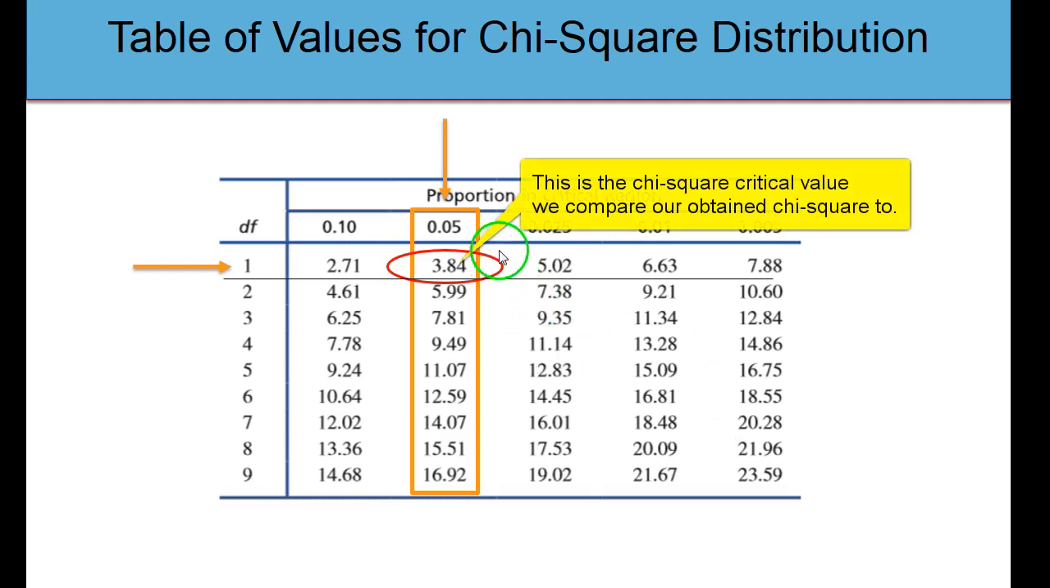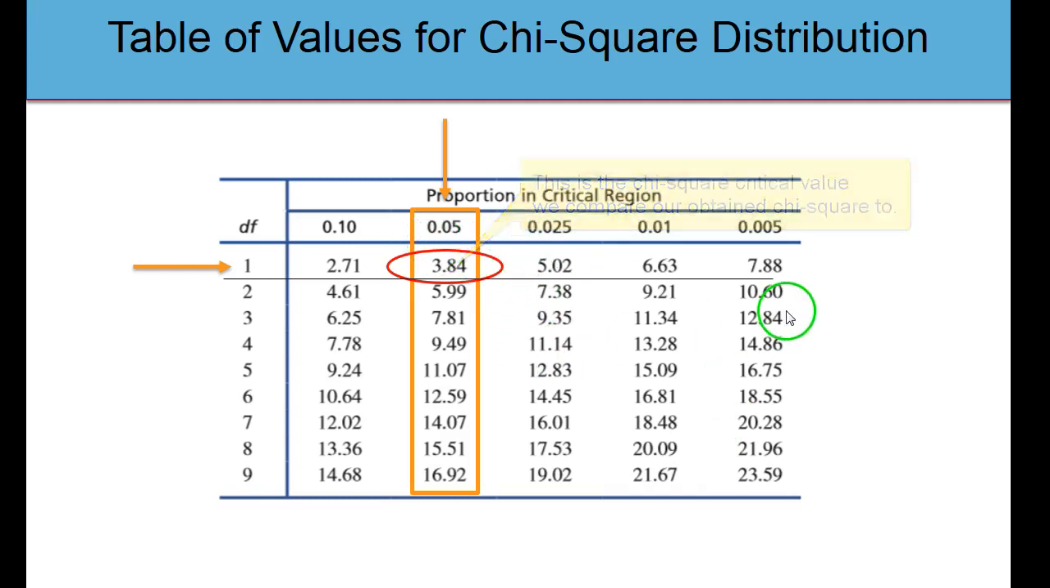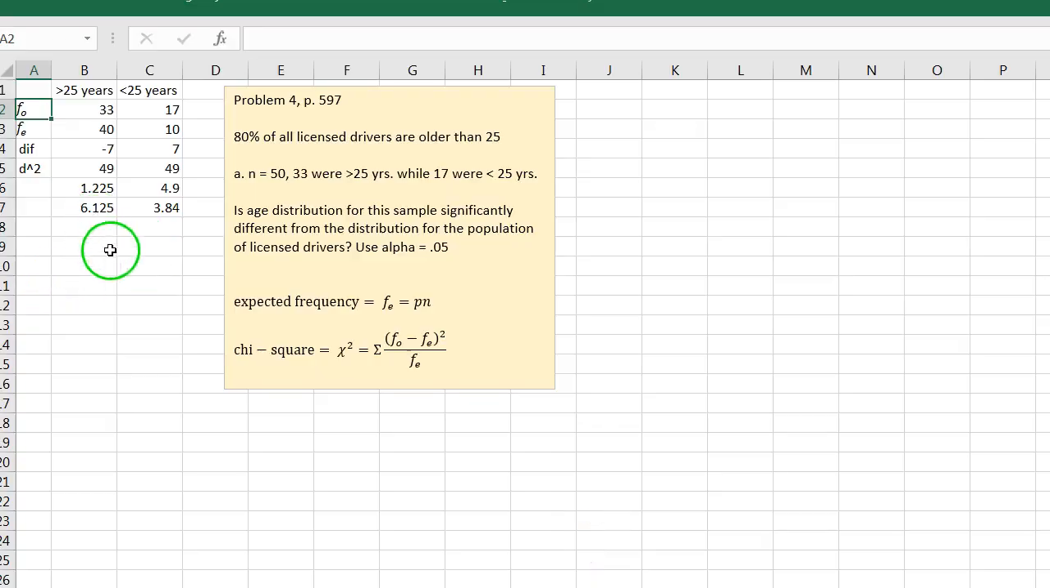So now we need to compare our obtained chi-square value with this value. And so let's do that. Let's turn our attention to Excel. All right, and so here is our obtained chi-square value, and that is in fact greater than our critical value of 3.84. So in this case, we would reject the null hypothesis.